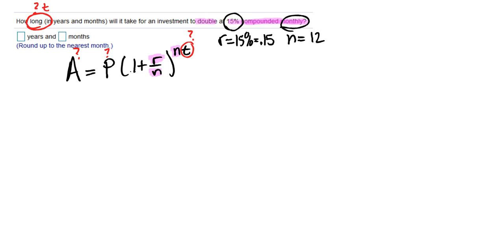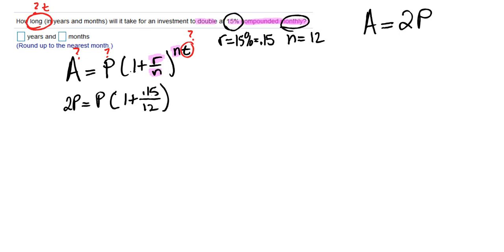We're talking about doubling. How long will it take to double what we started with? So we're not given the exact value, but we are given that A is going to end up being double what we started with, twice as much as P. So let's substitute what we know into this formula. We're going to change that A to 2P, leave P alone, substitute in for R to be 0.15, for N to be 12, and we don't know T.